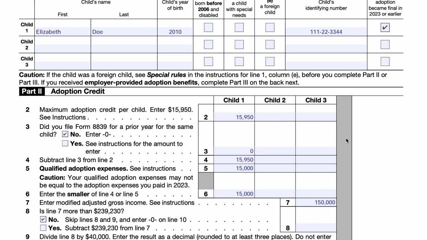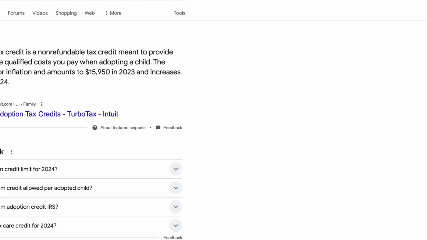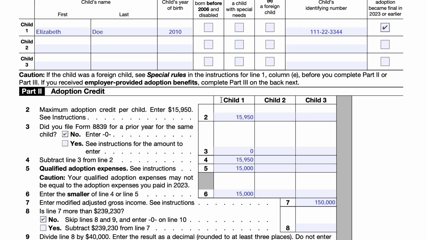We'll talk about there is some income limitation. There's a phase out at a certain income threshold, so we'll talk about that in a moment. So let's go ahead and talk about part two, the adoption credit. The maximum adoption credit per child is $15,950. That's for the 2023 tax year. For the 2024 tax year, I believe the amount is $16,810.